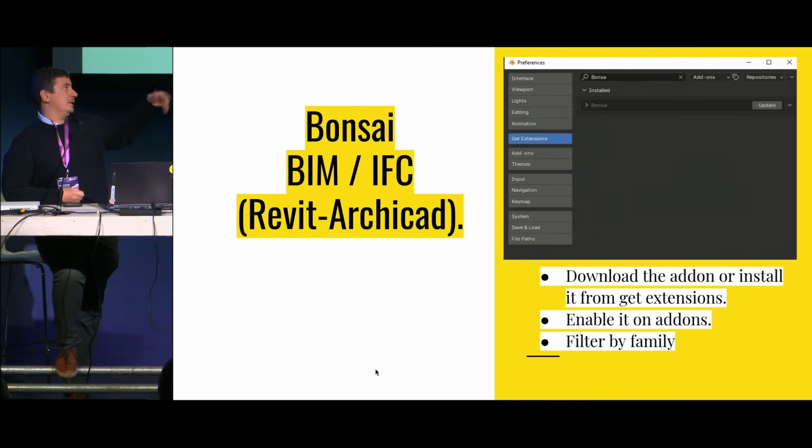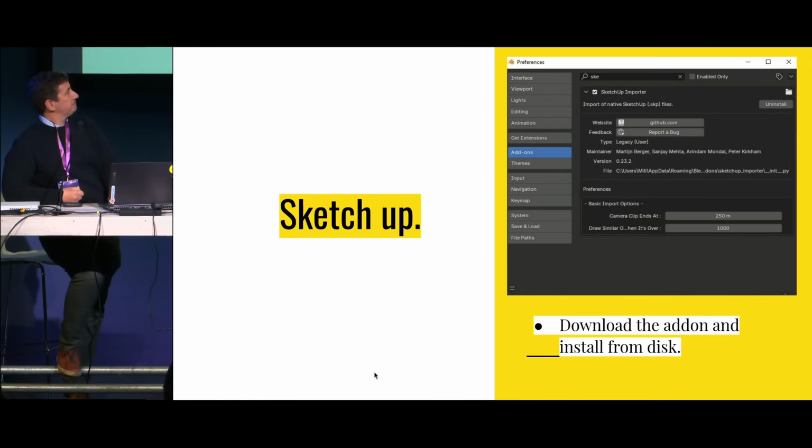You can get it from the extensions. It's there in the Blender extensions. If not, you can go to the page, download it, and install it from disk normally.